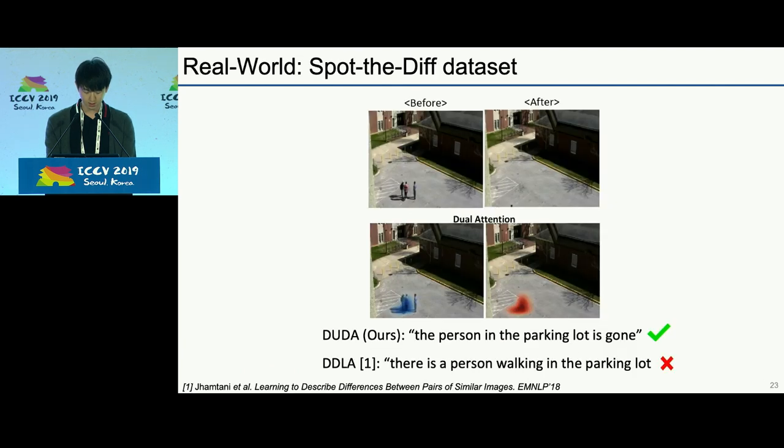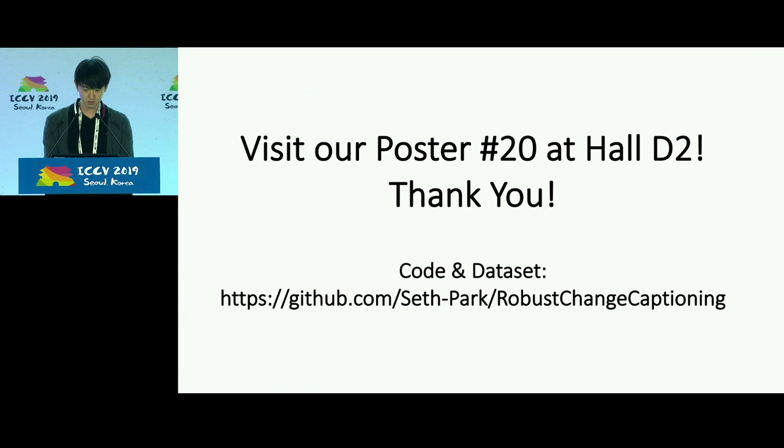We also train and test on the real-world Spot the Diff dataset and were able to outperform previous methods without changing the architecture. Here's an example where the previous state-of-the-art model fails to generate the correct caption while ours is able to localize and describe correctly. For more questions, visit our poster.